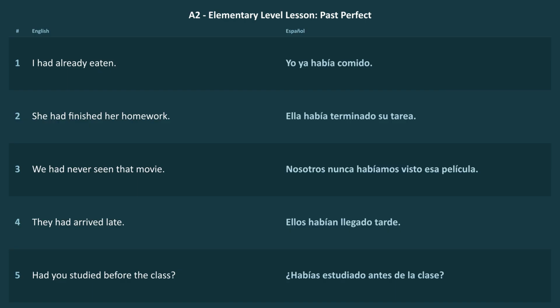Now let's combine the tense with time words, because these help the meaning click. Ya means already. Nunca means never. Antes de means before. Cuando means when. These are great friends of the past perfect.